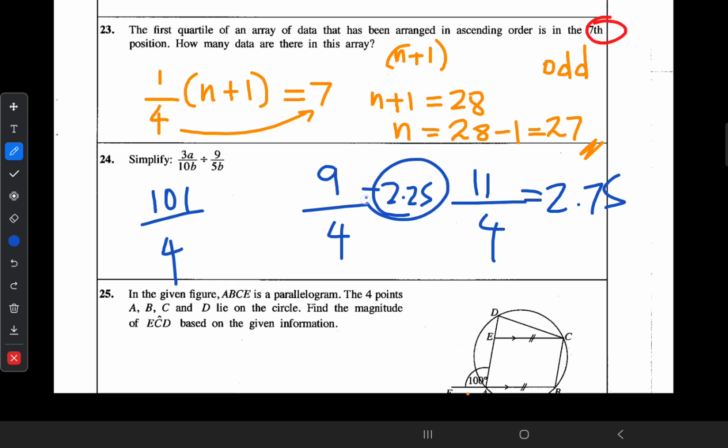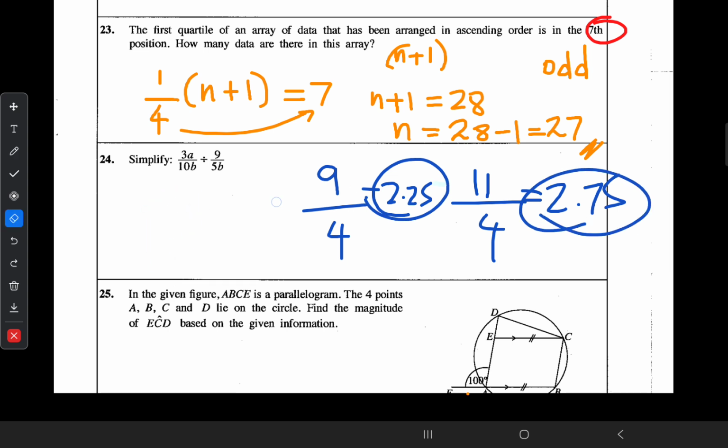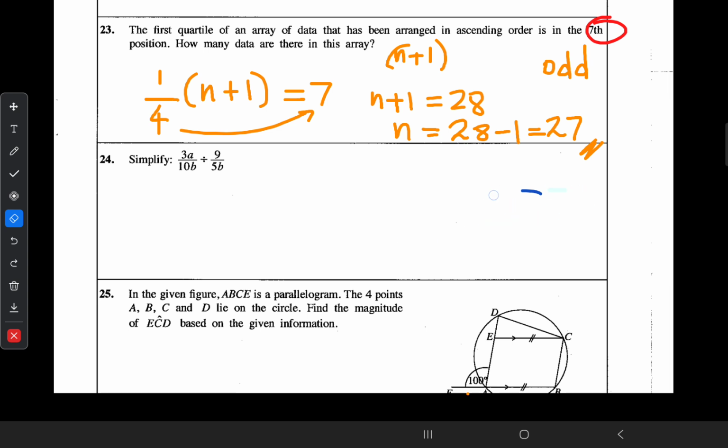It cannot be a decimal one. That's why we are just adding plus 1 with the overall value to avoid those decimal corrections. To avoid those decimal errors only, we are just adding 1 to resolve it. So first quartile, 1 upon 4 of total data in the array is equal to 7. We can simplify to get the answer for n as 27.